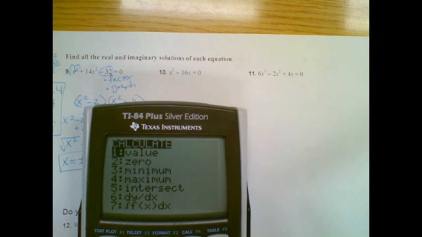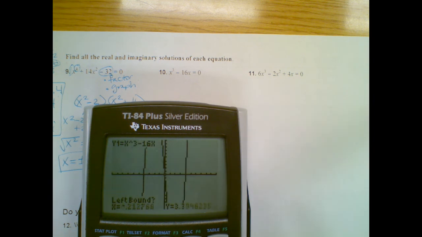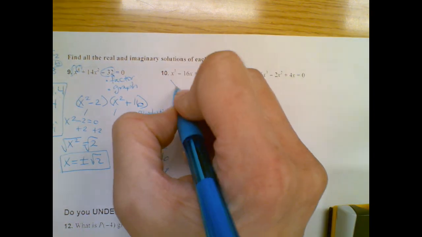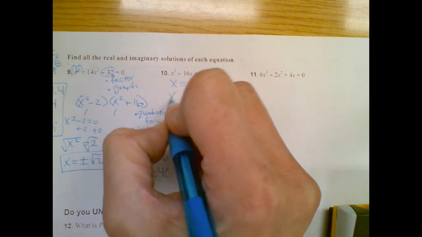If I'm not sure, I can go to second trace 0 and do the left bound, right bound. To the left of it, to the right of it, and it does cross at negative 4. And then it crosses through 0 and positive 4. So those would be my 3 solutions.